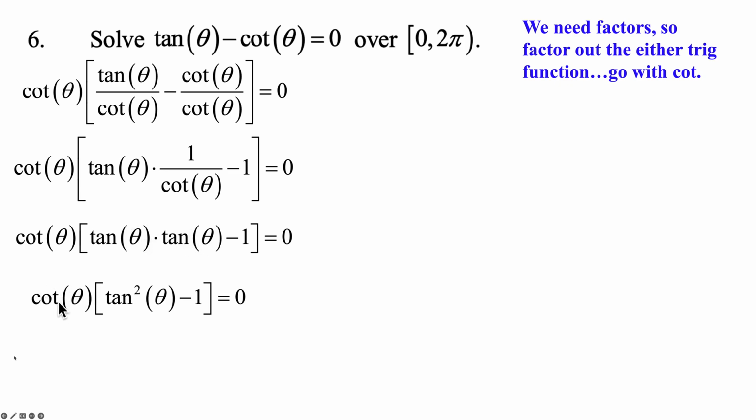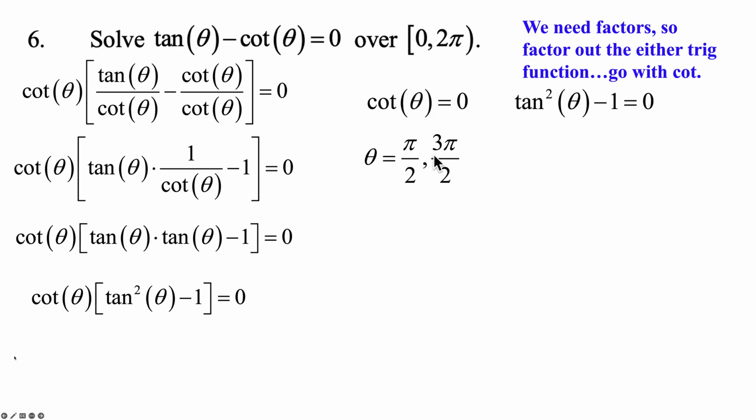But here's my cotangent in a factor by itself. Here's my tangent in a factor by itself. We'll set them both equal to 0. And now we'll go solve. So cotangent theta, let's see, when is that equal to 0? That's going to be cosine over sine. So I need cosine to be 0, and I need sine to be a 1. So let's see. That would be at pi over 2, 90 degrees, and 270, or pi over 2 and 3 pi over 2.